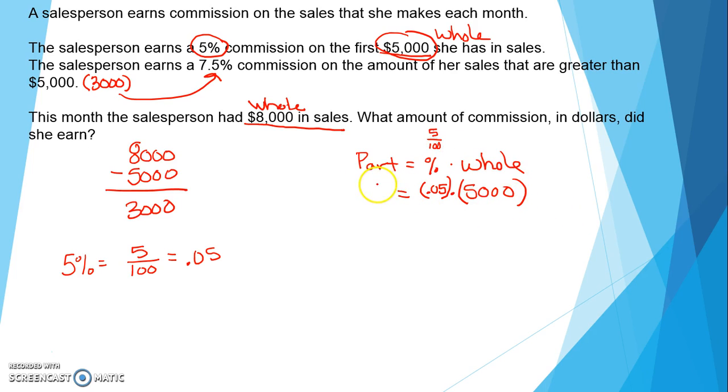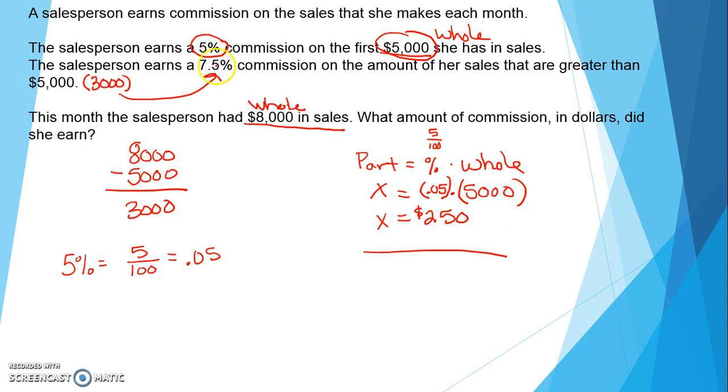And we're looking for the part, how much she made on that first $5,000. So now I'm going to pick up my calculator. You can long multiply off to the side if you want, but with percents, I often just pick up my calculator. 0.05 times 5,000. It's just going to be a little bit of money, because the commission is a little bit the company gives you to say thank you for selling whatever she's selling. Maybe clothing, I don't know. So she made $250 on her first $5,000 in sales.